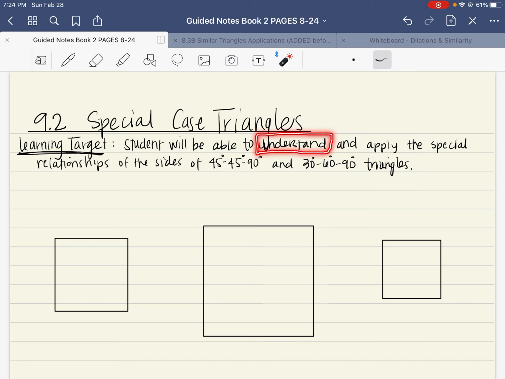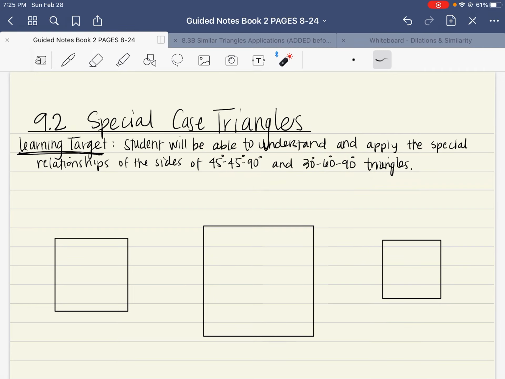Our learning target today is students will be able to, first understand where these relationships come from, and then be able to apply the special relationships of the sides of two types of triangles. One is a 45, 45, 90 degree triangle, so that's the measure of their angles, 45 degrees, 45 degrees, and 90 degrees, so notice it's a right triangle. The other one is 30 degrees, 60 degrees, 90 degrees. So again, a right triangle where the other two angle measures are 30 and 60. So these are two triangles that we call special case triangles.